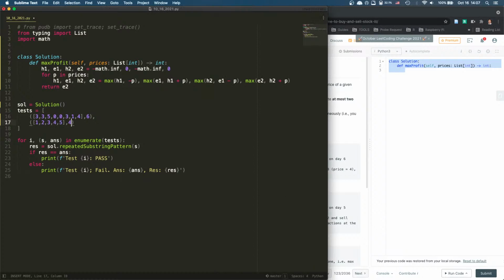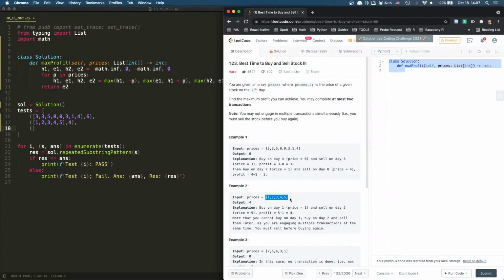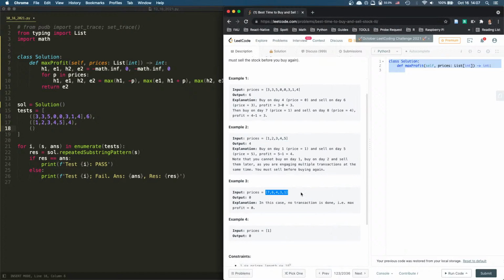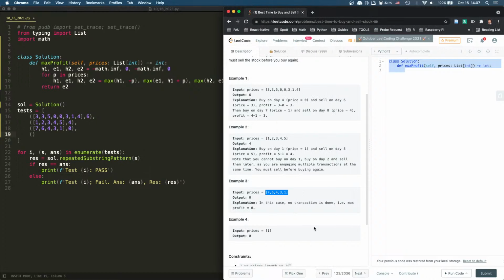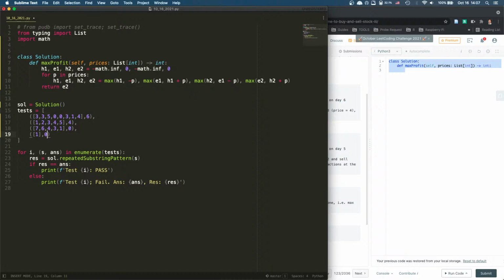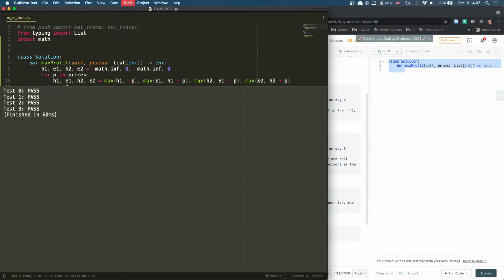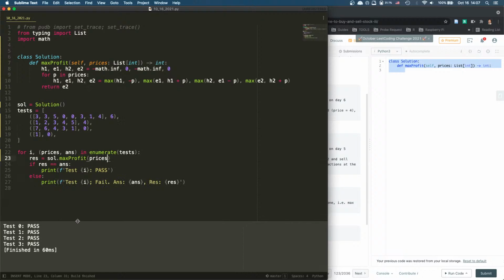Okay, this one should be 4. This one shall be 0. And this one shall be 0. Alright, here we're going to put prices and max profit of prices. Run it. Yep, so we pass everything.